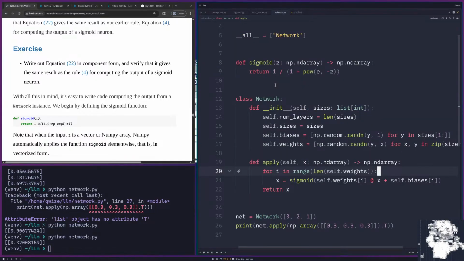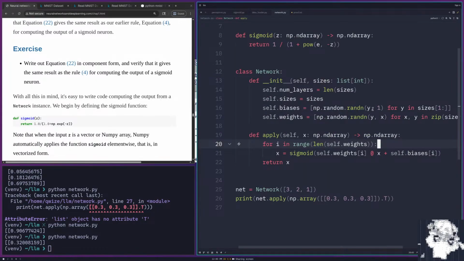So far it seems like it works. I don't have a real test yet though. Note that when the input z is a vector or numpy array, numpy automatically applies the sigmoid element-wise, that is, in vectorized form. Good.